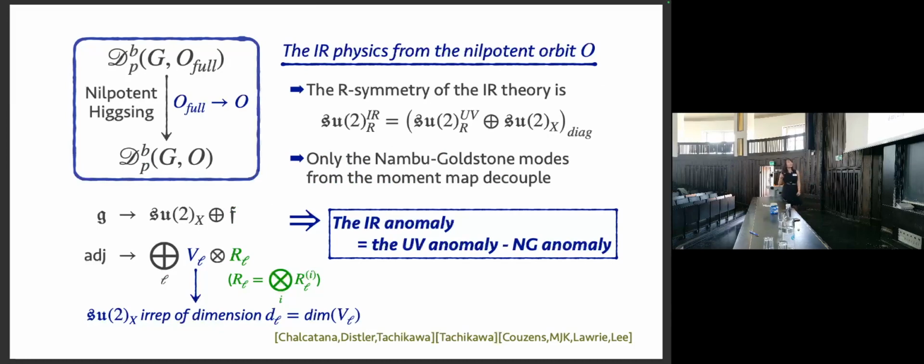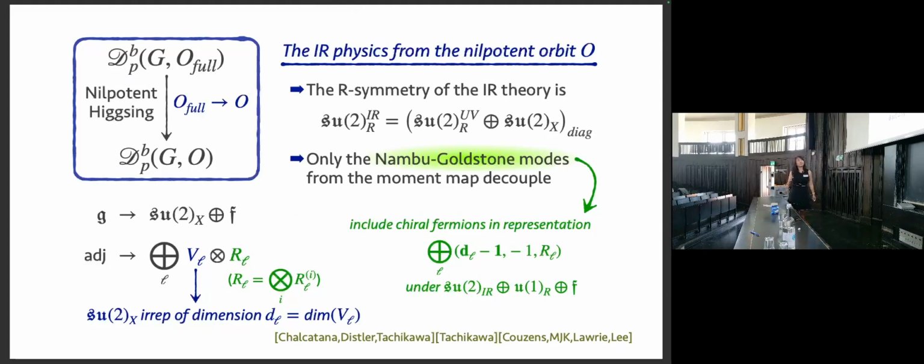Then from this perspective, what do we know about the IR physics from this nilpotent Higgsing of O? The resulting R symmetry of the IR theory is the diagonal part of the SU2 of the original R symmetry and SU2X. On top of that, only the Nambu-Goldstone modes from the moment map will decouple, so in the end the IR anomaly should be given entirely by the UV anomaly, with the contribution coming from the Nambu-Goldstone anomaly taken out. In order to do that, we need to look into these Nambu-Goldstone modes that contribute to the anomaly, which are the chiral fermion elements.